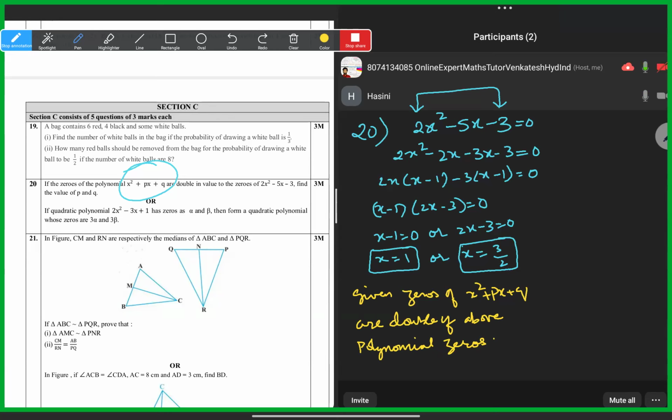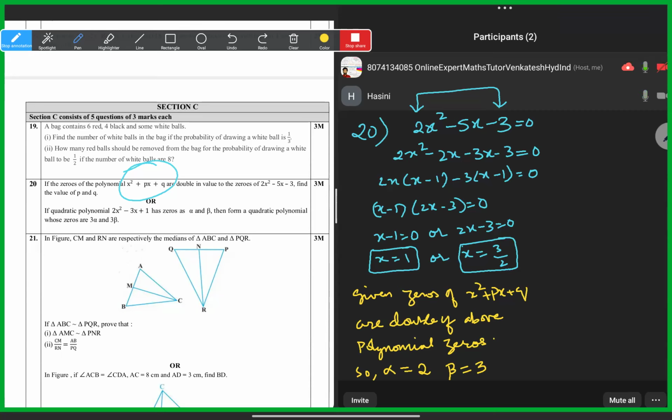Can you tell me, double it? We will double it. So alpha is how much? 1 plus 1, 2. Before, whatever we got, we will double it now. 3 by 2 into 2. So 3. 3 by 2 plus 3 by 2 you can do, 6 by 2, then also 3 only. 3 by 2 into 2 you can do also 3 only. Any doubt? No, sir.